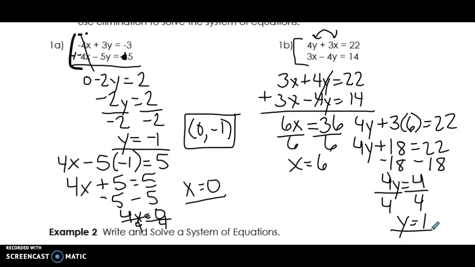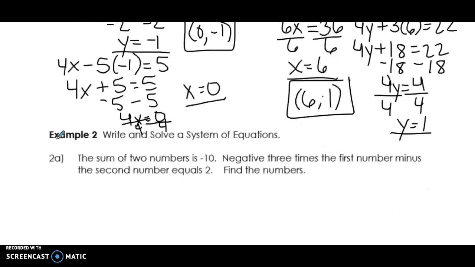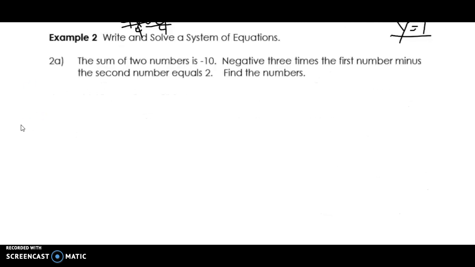So my answers are y equals 1 and x equals 6. So my answer as a coordinate pair is 6, comma 1. And there's my answer. So now on to example 2. There's just one more step we got to do. We're given a verbal equation now. We're given a verbal system of equations, and we're going to set it up algebraically and then solve.